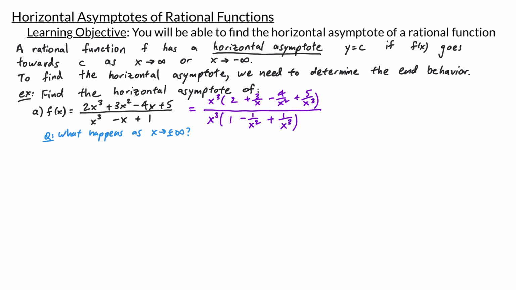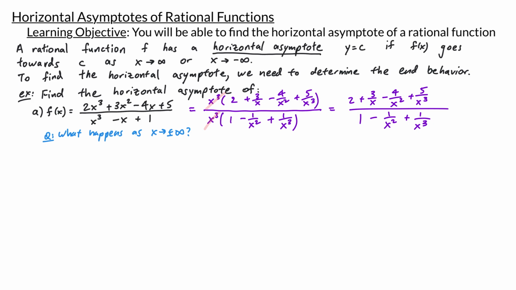Now, our goal is to figure out what's happening to my function as we plug in larger and larger values for x. So we won't be plugging in numbers like x equals 0. For that reason, we can cancel out these x cubed factors from both the top and the bottom. So our function looks like 2 plus 3 over x minus 4 over x squared plus 5 over x cubed, divided by 1 minus 1 over x squared plus 1 over x cubed.